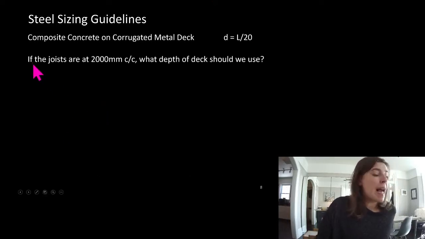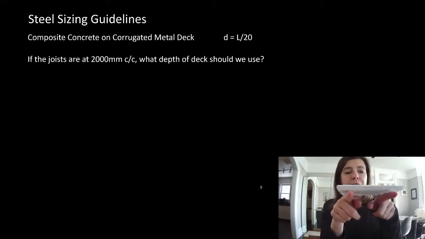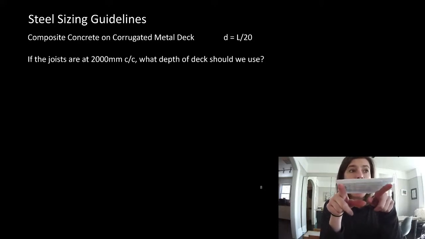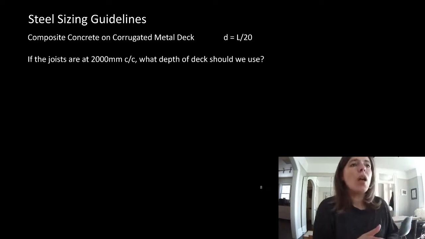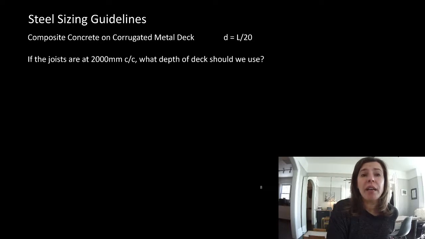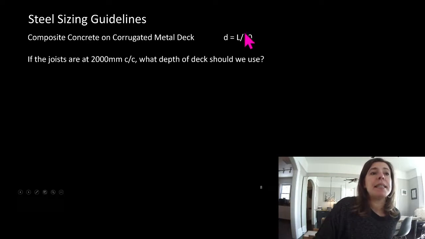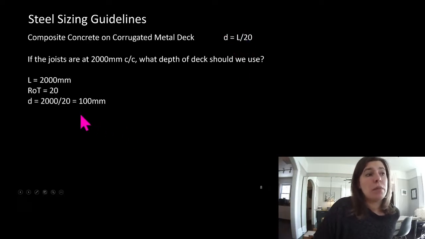So if we have our deck spanning, and now we've poured concrete all over it, and our joists are still at 2 meters on center, what depth of concrete on metal deck should we use, looking at our sizing guideline that says D equals L divided by 20? Well, we have 2 meters. Our sizing guideline is 20. D equals 2,000 divided by 20, or 100 millimeters.